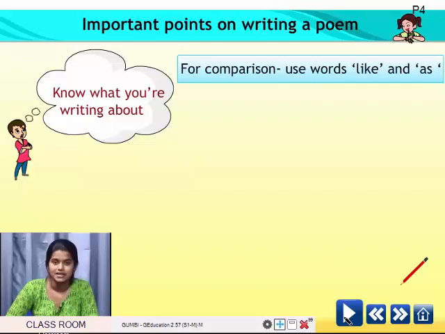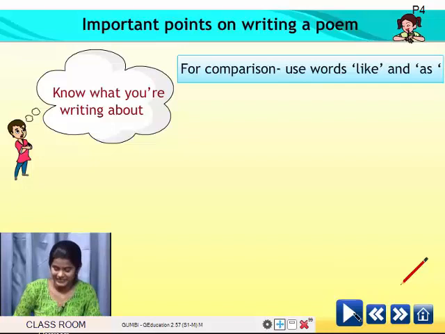And the second important thing is correct comparison. While comparing, you use the words like or as. You can use both the words like and as. And what's the third important point? Do you remember?